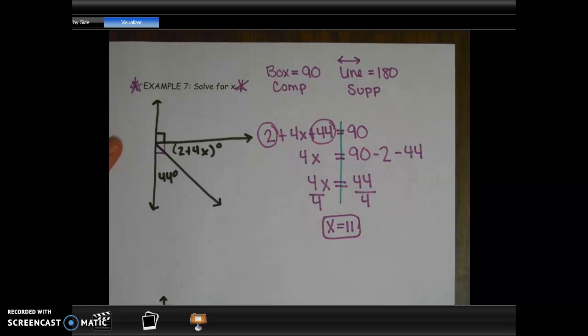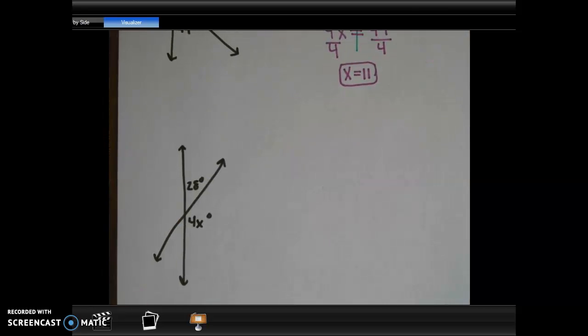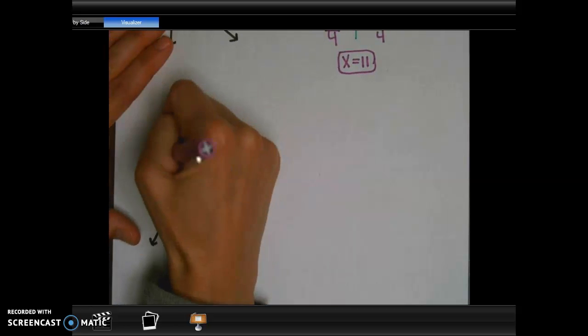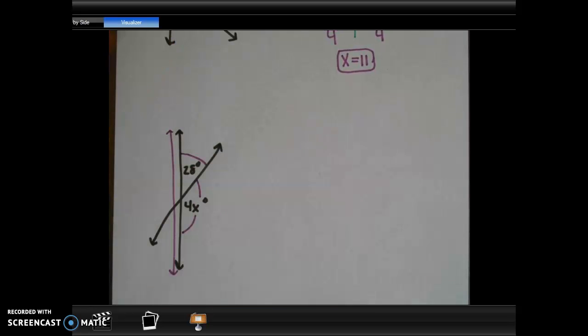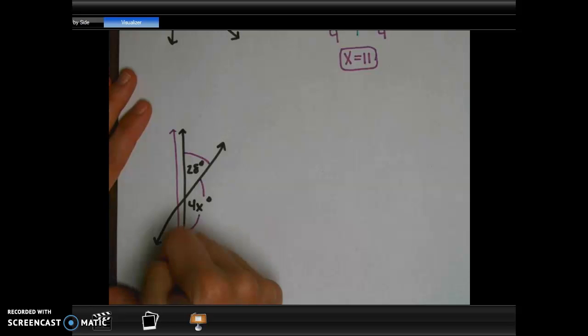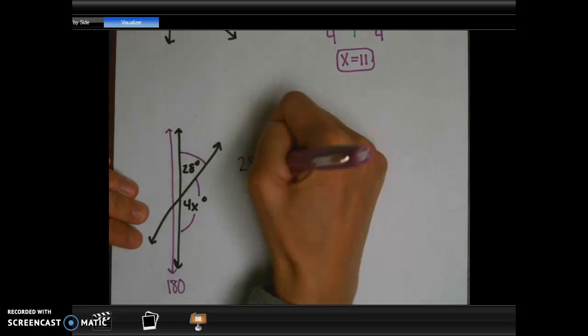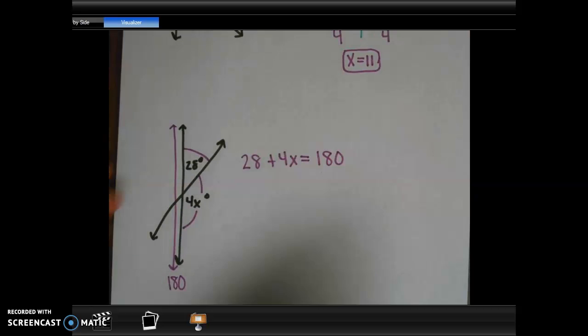All right, let's do another one. Now, I know I kind of messed up right here on the picture. Bear with me. First thing I notice is that we are creating a line. My two angles are creating a line. There's no box involved. So remember, if there's a line, it is going to be 180. So I'm going to take my two parts and set it equal to 180.